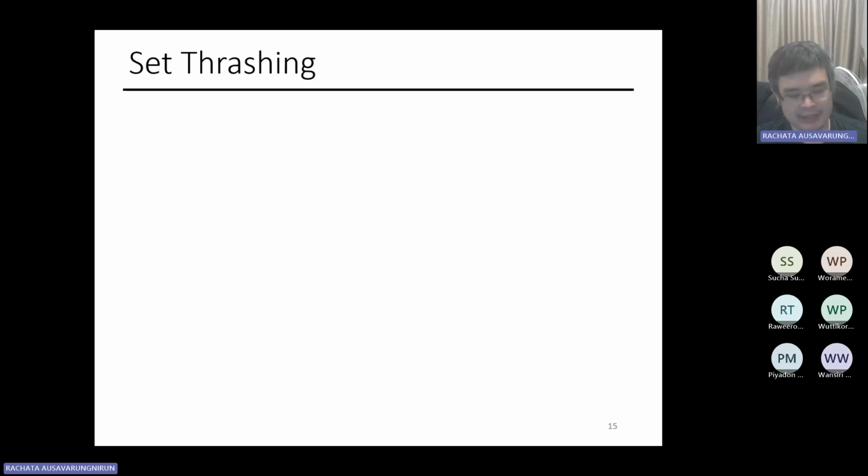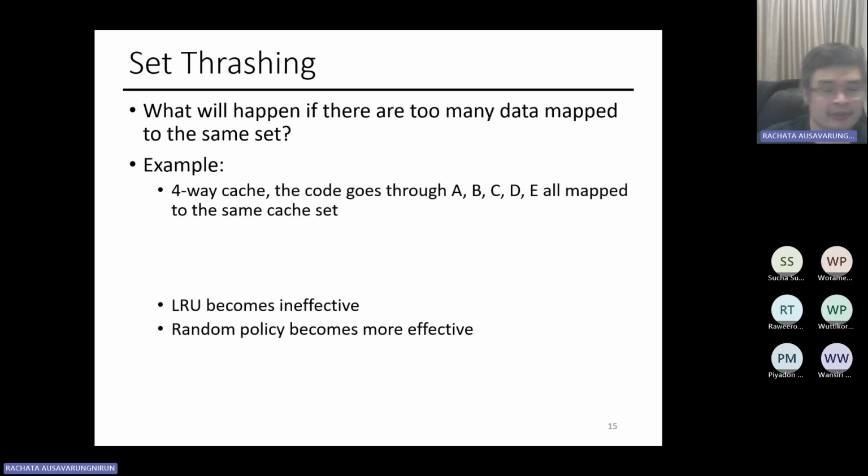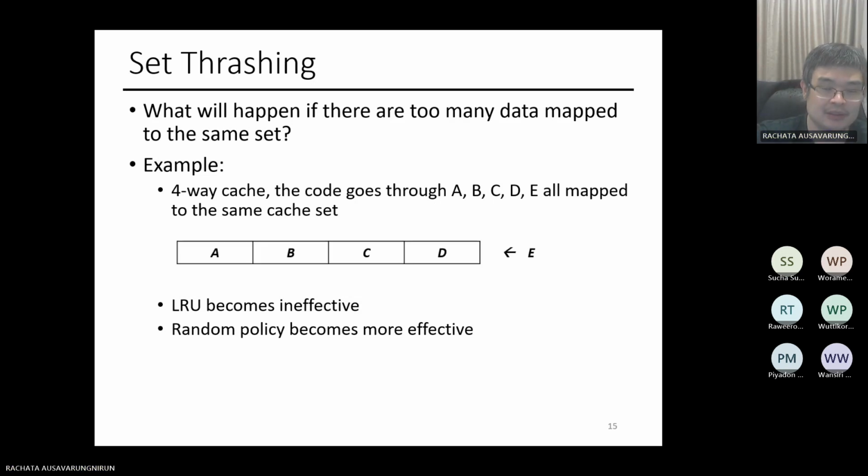Again, one more downside of the LRU policy is called set thrashing. Set thrashing means that, let's say I have a lot of data being mapped to the same set, right? One example is, let's say I have a 4-way cache. I can maintain 4 blocks in a set, but my code goes through the pattern of accessing blocks A, B, C, D, and E that all map to the same set. Now, again, the set can contain 4 blocks. My program tries to access 5 things in the loop, A, B, C, D, E, A, B, C, D, E, A, B, C, D, E.